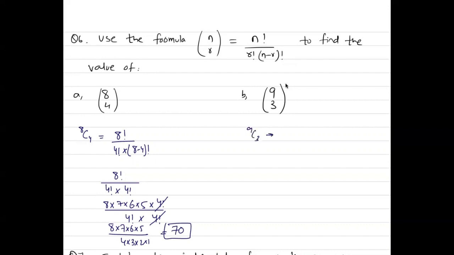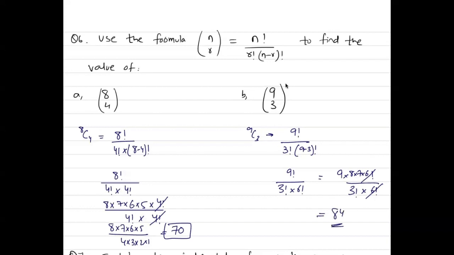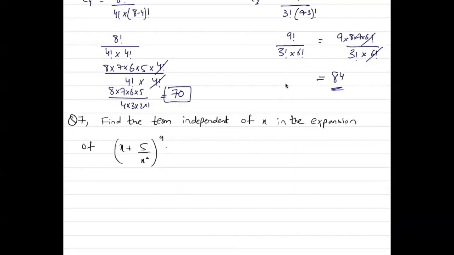Similarly, 9C3 is 9 factorial over 3 factorial times (9 minus 3) factorial, which is 9 factorial over 3 factorial times 6 factorial. So 9 factorial can be expressed as 9 times 8 times 7 times 6 factorial, divided by 3 factorial times 6 factorial. The 6 factorials cancel out. So 9 times 8 times 7 is 504, divided by 3 factorial. 3 factorial is 6, so the answer comes out to be 84. Okay, that's just a skill check question.